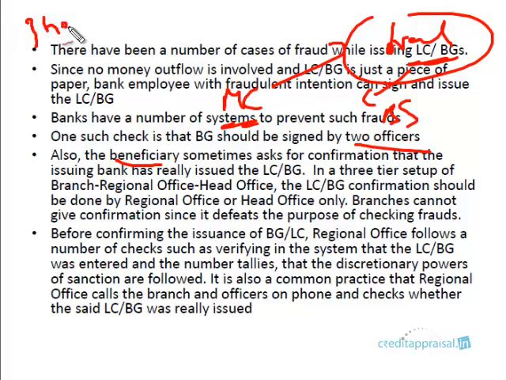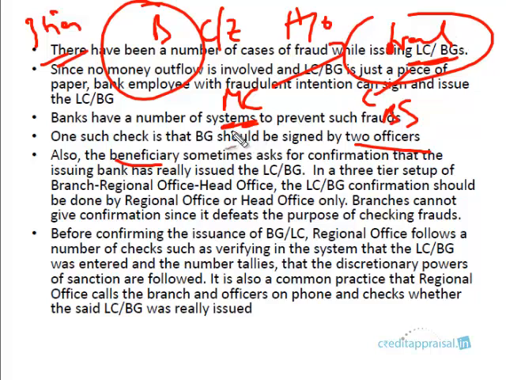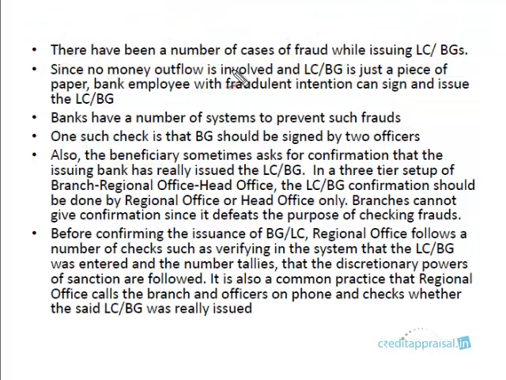So in a 3-tier setup, usually banks will have a 3-tier setup. There's a branch, there's a circle office or a zonal office, and the head office. So usually for BGs issued by branches, what the beneficiaries do is they get back to the zonal offices and ask them to confirm whether this BG was issued by your so-and-so manager. So that is something which is done.